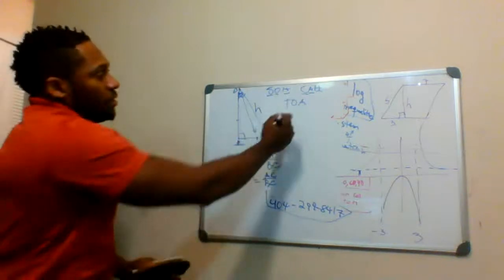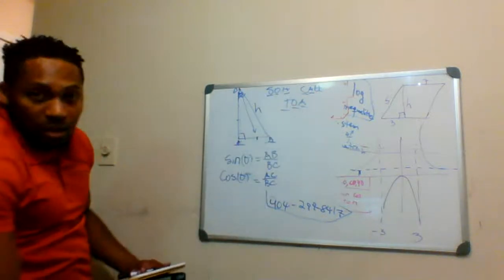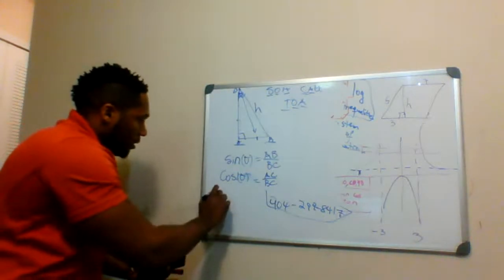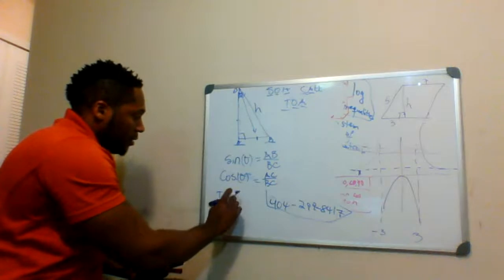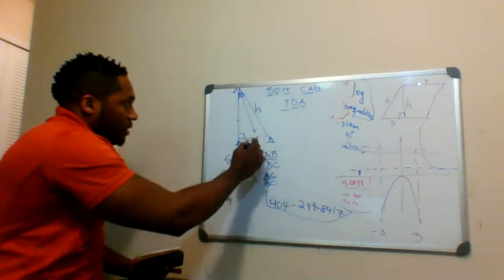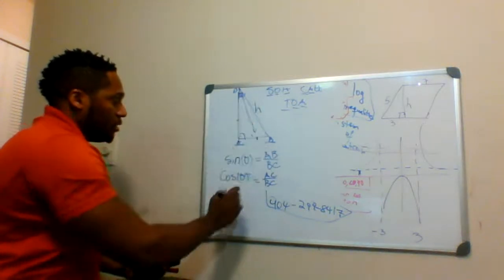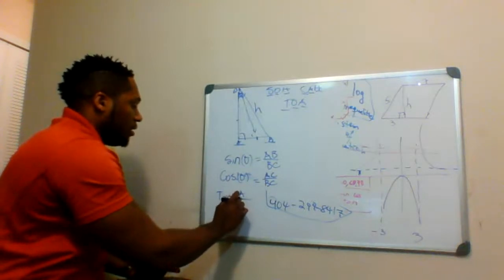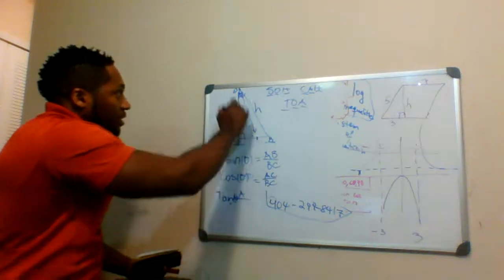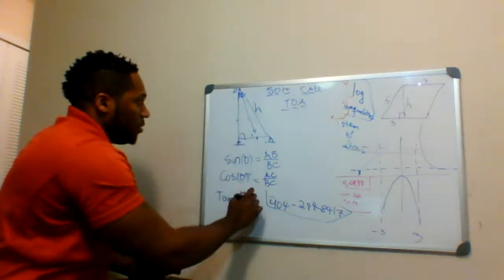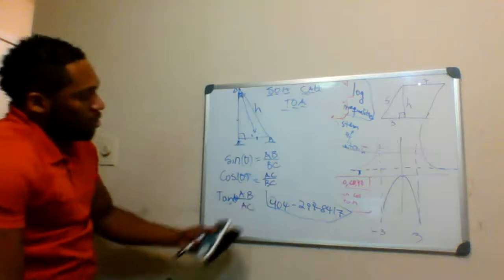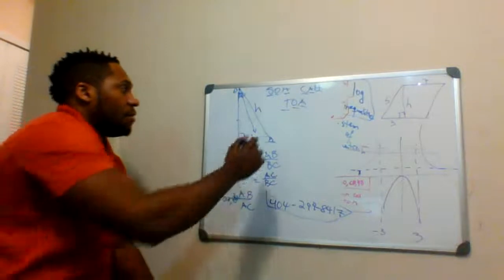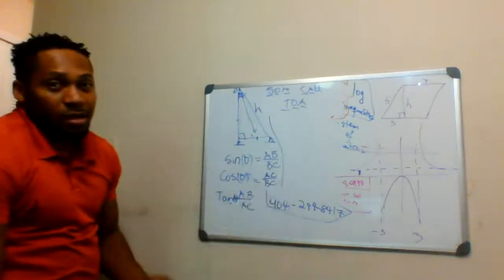Tangent of theta, so tangent is opposite over adjacent. So tangent of theta is the opposite side. What's the opposite side in relation to this? AB divided by the adjacent side. Opposite side divided by the adjacent side, which is AC. AB divided by AC.